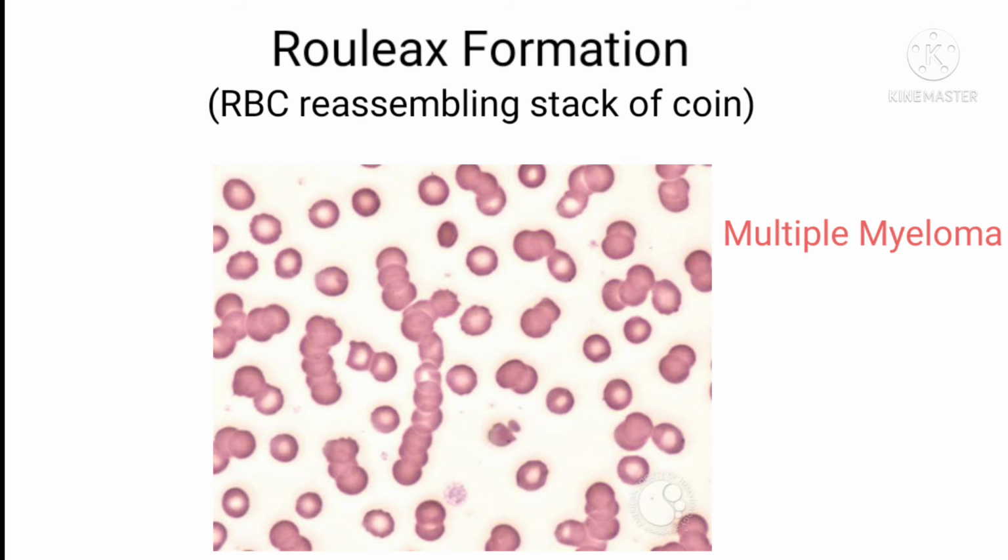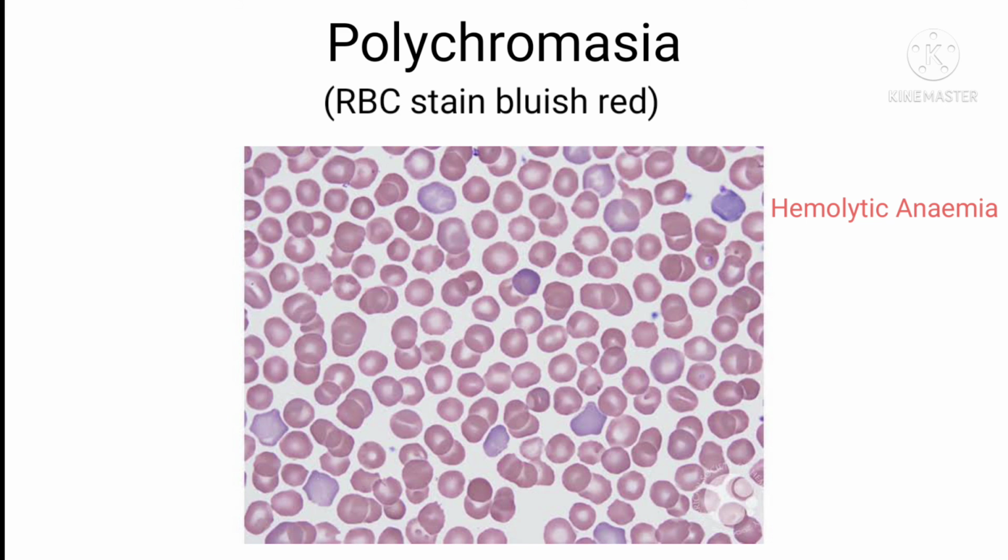Rouleaux formation. Red blood cells sometimes align in aggregates resembling a stack of coins. It is mostly seen in multiple myeloma and Kala-Azar. In this condition, ESR is very high and globulin is also increased. The next one is polychromasia. Polychromasia is the term used when the RBCs stain bluish red with Romanowsky stain.